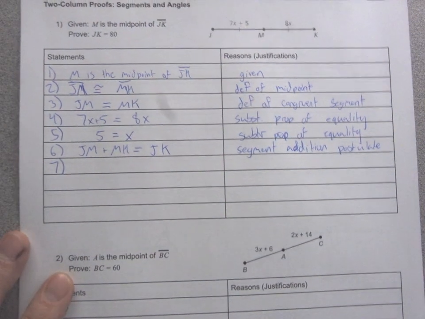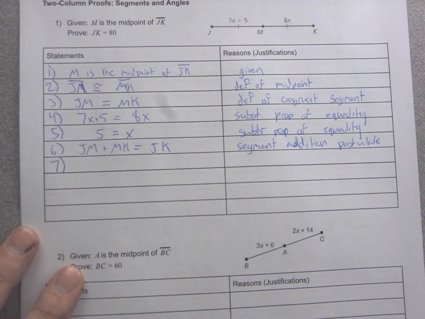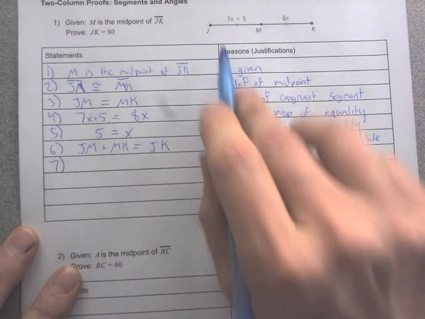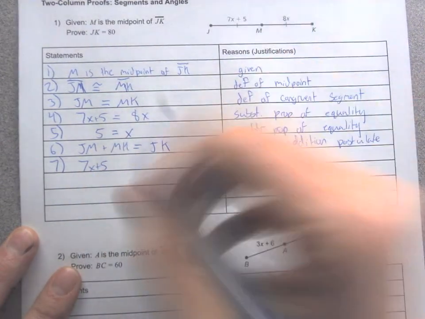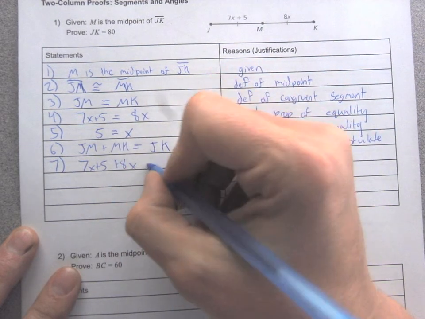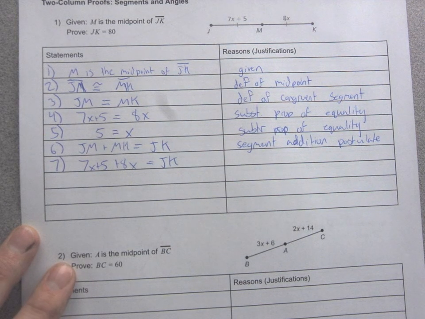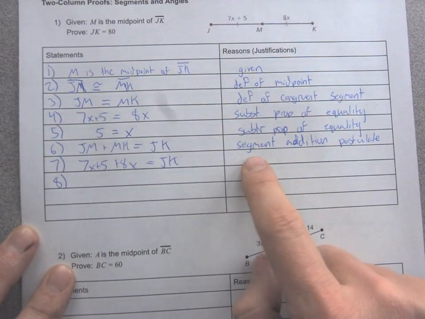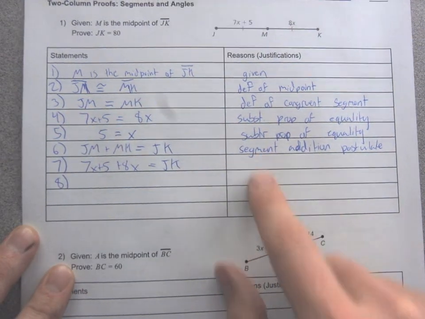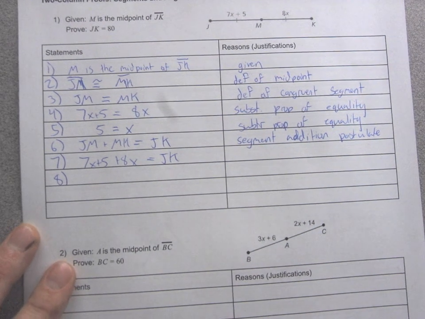Okay, so now what I'm going to do is some substitution. We already did a similar step like this before, but I know that JM I can write as 7x plus 5, and I know MK I can write as 8x, and that's going to equal JK. Now that's a substitution because I'm substituting this expression for this. And I'm going to keep substituting. So I'm going to wait on the justification for just a second because a lot of these are going to be substitution, and I'm just going to write substitution one time.